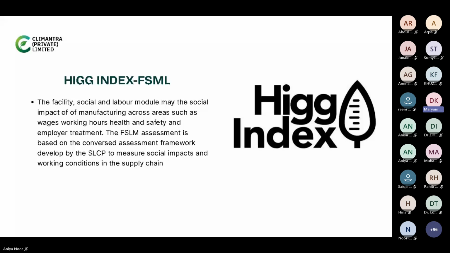After the environment module, there is FSLM, which is the facility, social, and labor module. In the apparel and footwear sector, it also covers the social impact of manufacturing, and it calculates the impacts created by using indicators of working hours and the health and safety of employees. This assessment is based on the converged assessment framework developed by the SLCP, and it measures social impacts and working conditions in your organization or in the supply chain.